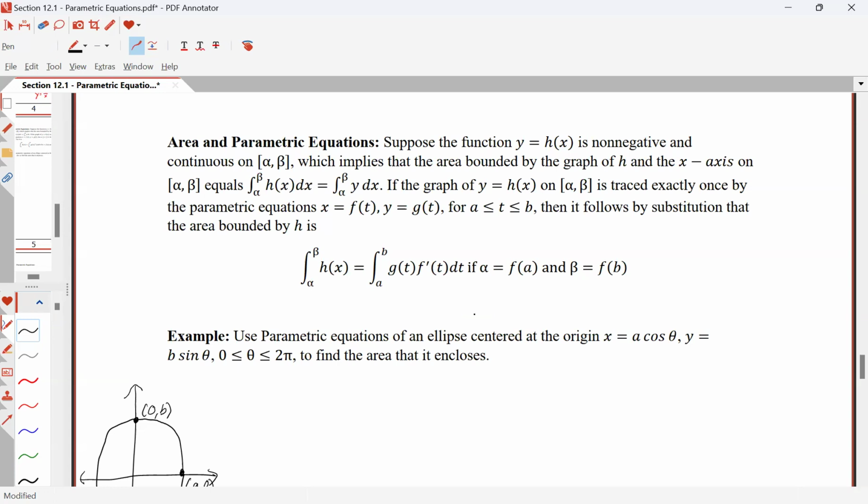If the graph of y equals h of x is traced exactly once by some parametric equations, then by substitution, this is basically a u sub, the area bounded by h is not only this integral of h of x dx, it can also be the integral with the bounds of the parametric equation, from g of t f prime of t, where this is our y and this is our x derivative, if alpha equals f of a and beta equals f of b.